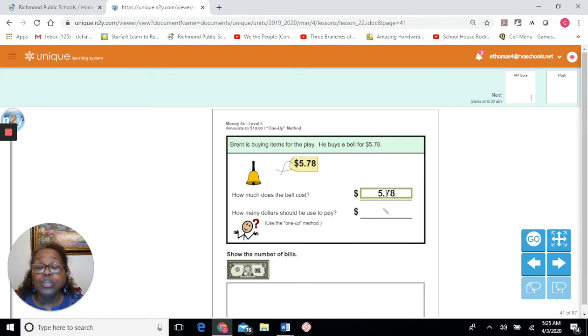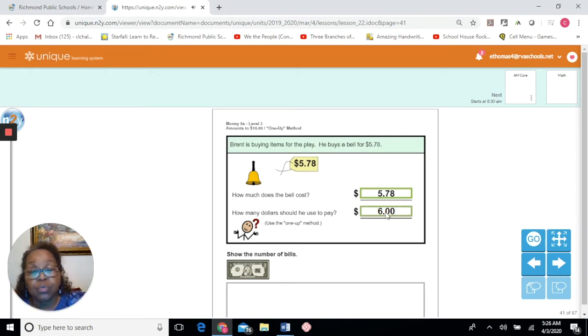How many dollars should we use to pay? Now remember, we don't have any change. We only have dollars. So if the value is $5.78, I need to give the cashier one more dollar than the dollar value of the item. So if the dollar value is 5 and some change, I need to give the cashier one more dollar than the value. So if it's 5, one more dollar up would be 6. That's correct. So we're going to give the cashier $6.